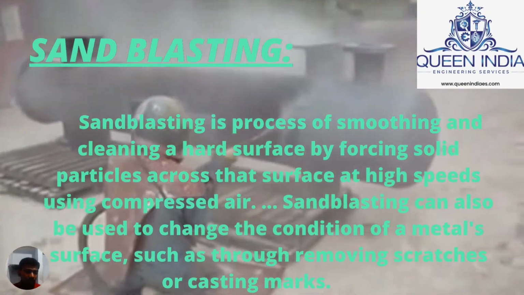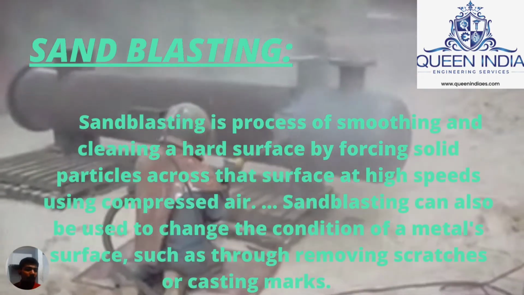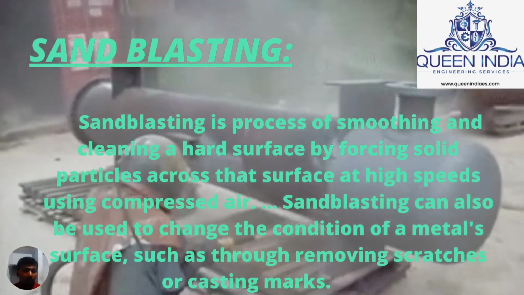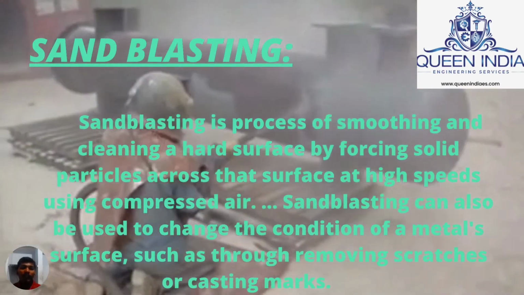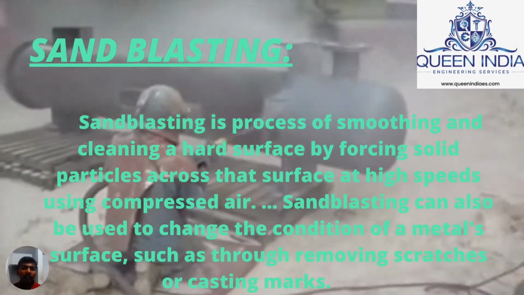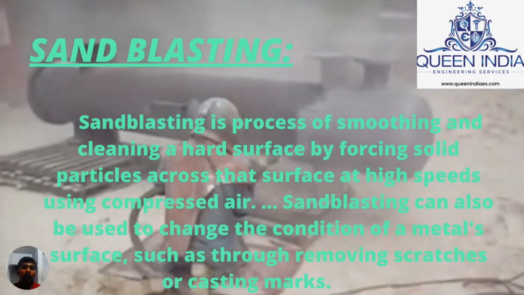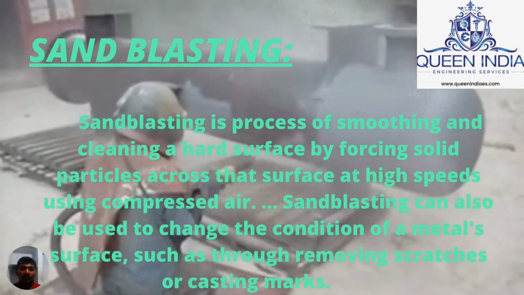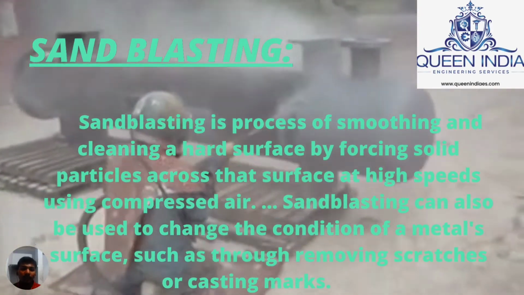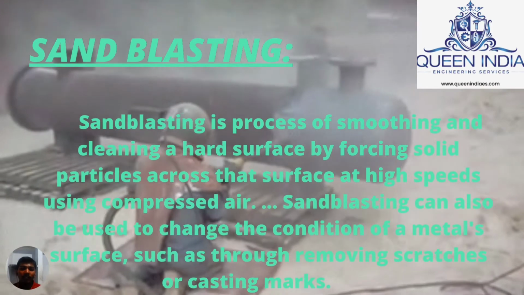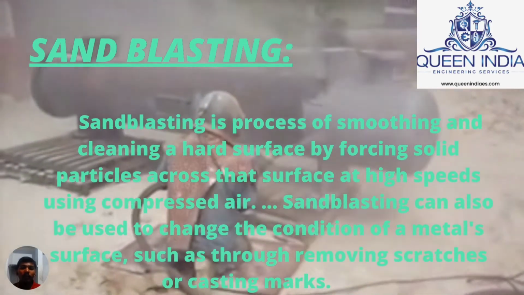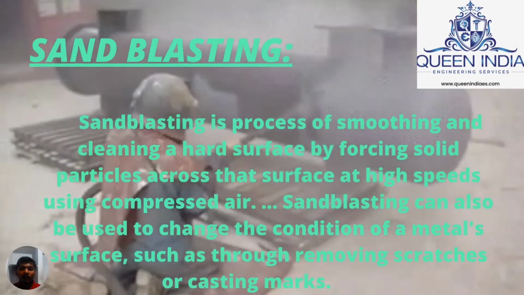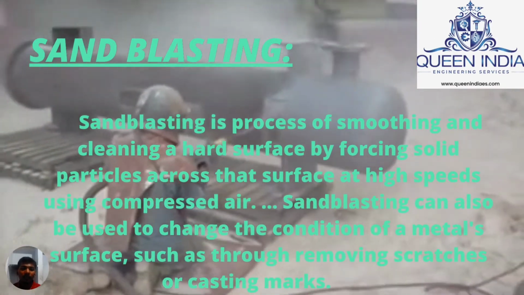Sandblasting. This method is used for removing thin scale formation, but sand may get close to the discontinuity. Sandblasting is the process of smoothing and cleaning a hard surface by forcing solid particles across that surface at high speeds using compressed air. Sandblasting can also be used to change the condition of a metal surface, such as removing scratches or casting marks.